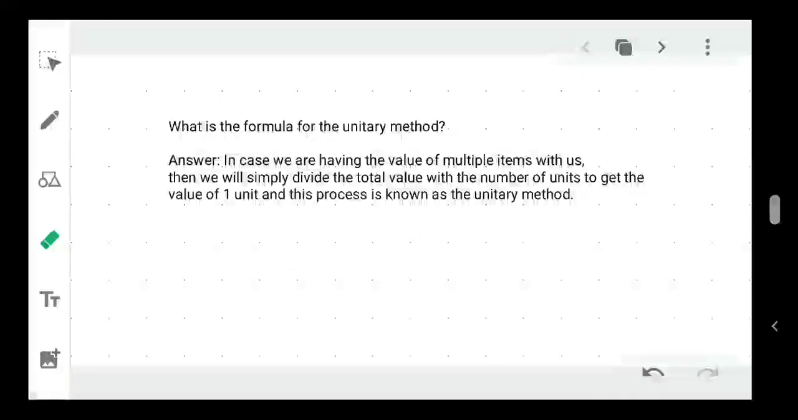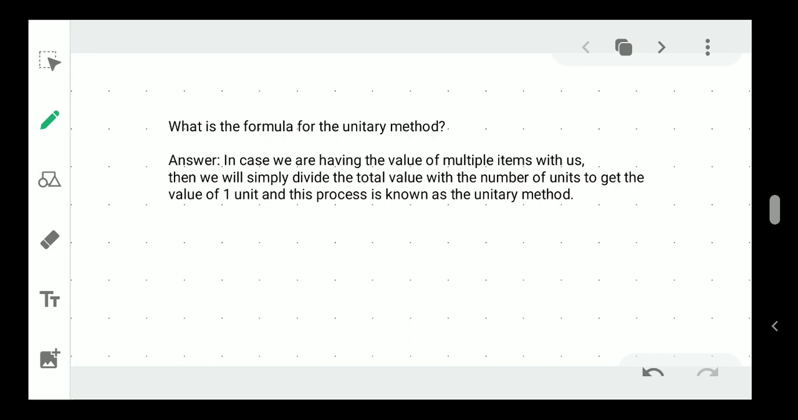Hello students, so we are going to start the new chapter that is called Unitary Method and Commercial Arithmetic. So what is Unitary Method? To start, let me tell you something. Let us take one example.